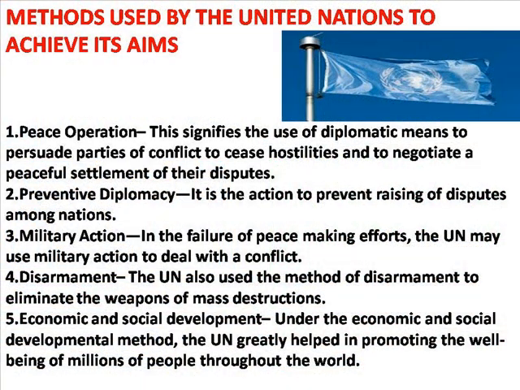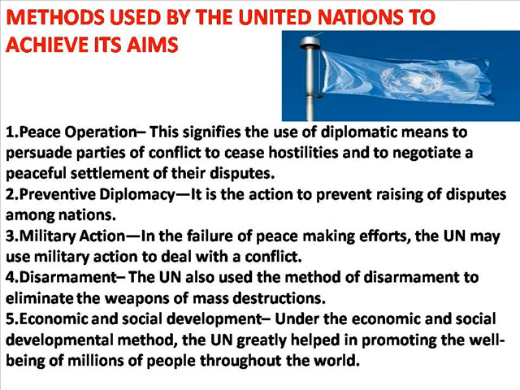Next topic is related to the various methods used by the United Nations to achieve its aims. Number 1, peace operation. This signifies the use of diplomatic means to persuade parties of conflict to cease hostilities and to negotiate a peaceful settlement of their disputes. Number 2, preventive diplomacy. It is the action to prevent the rising of disputes among nations.